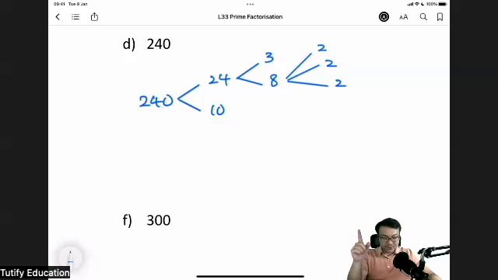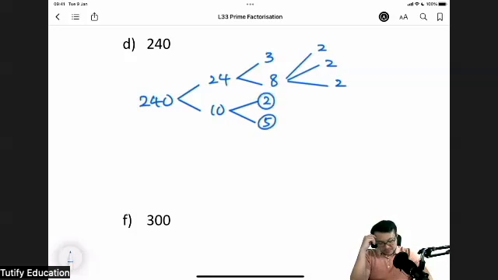Okay, you don't always have to do 2 branches. You can even do 3 branches. Now what about 4 branches? Yeah, if you have 16, then you can do 4 branches of 2. Okay? What about 10? 10 is 5 and 2. Good job.